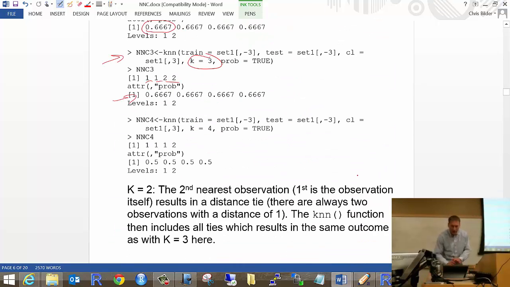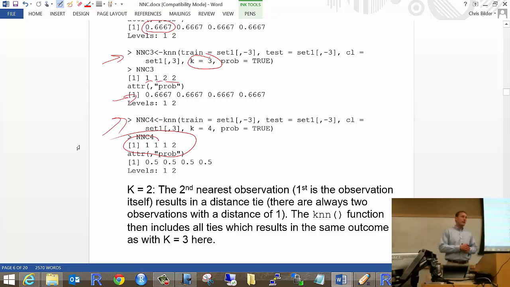Okay, now for k equal 4 then, what this basically means is use all 4 observations, right? We have 2 observations for population 1, we have 2 observations for population number 2, and so we're always going to have 0.5 as the proportions. Well, what does R do then to decide the classifications?